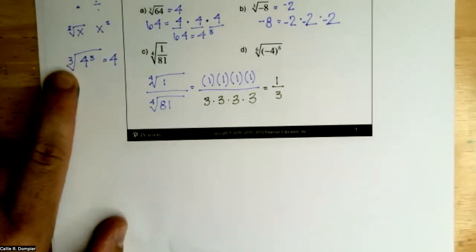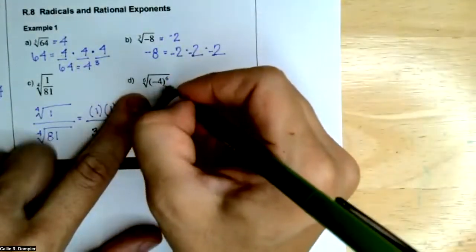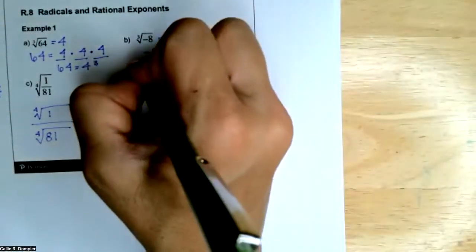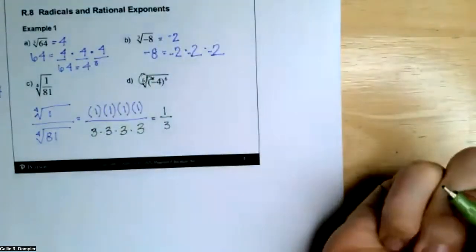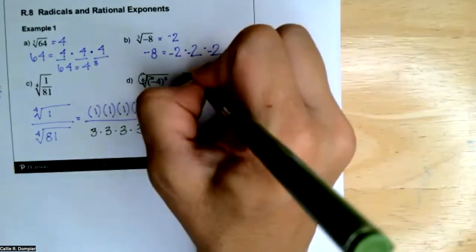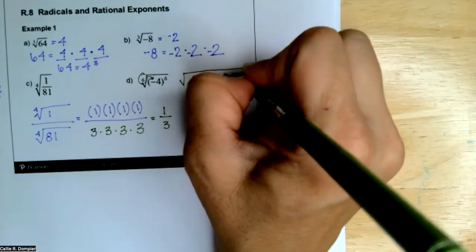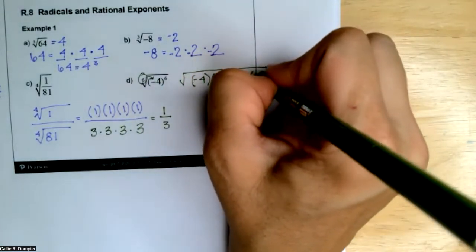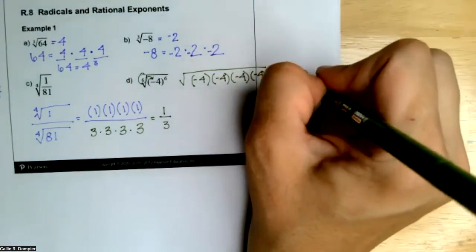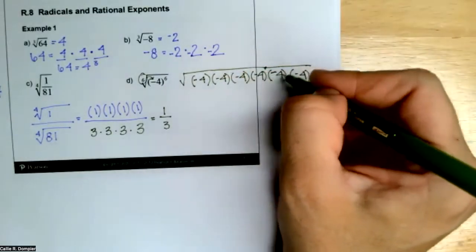Here I said the third root of 4 to the third power is 4. The sixth root of -4 to the sixth power should be -4, shouldn't it? But if it's an even root, this can never be negative. Okay? So think about it. -4 6 times. It's only halfway there. That becomes a positive, positive, positive, right?